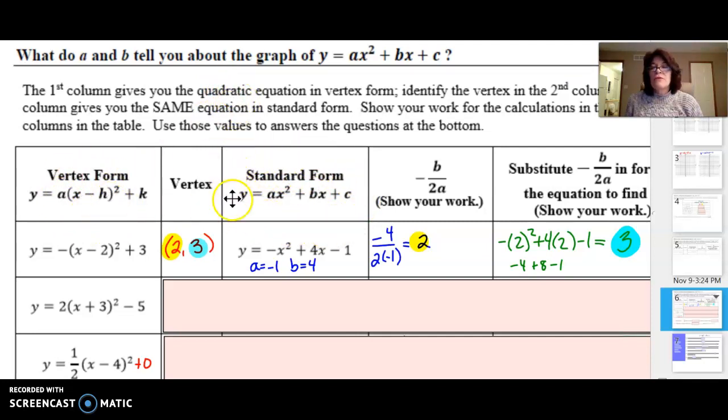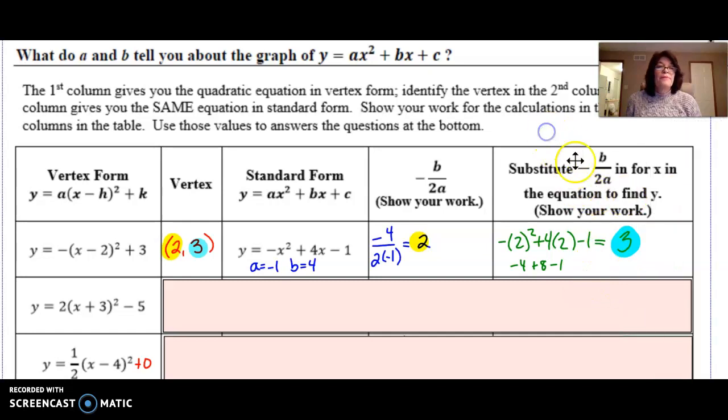Sometimes quadratic equations are given to us in standard form, where we can't just right away see the vertex. So what we've found is that if we take this number in front of x and take the opposite of it, and divide it by 2 times the number in front of x squared, we get the x coordinate of the vertex. And then if we just put that x coordinate back in for x, we get the y coordinate of the vertex. See, the vertex here we can see is 2, 3. Here we couldn't see it, but we can find it.